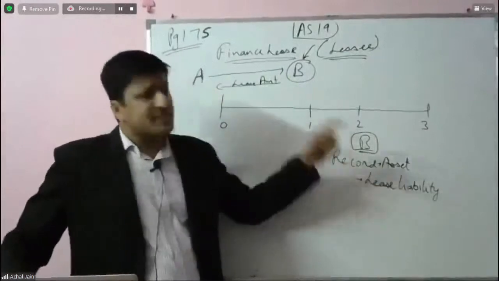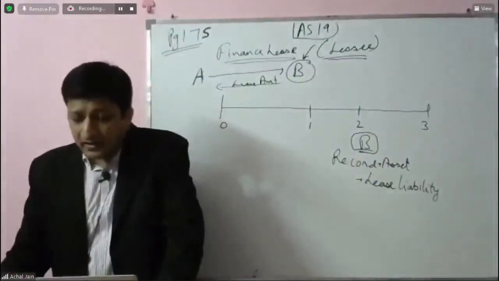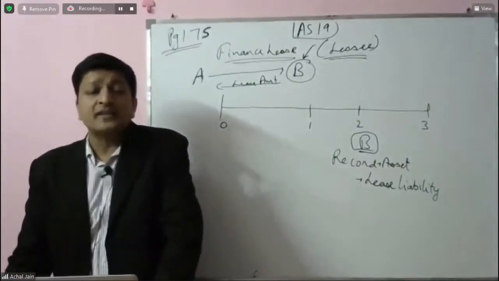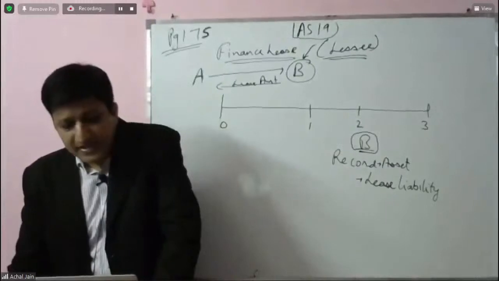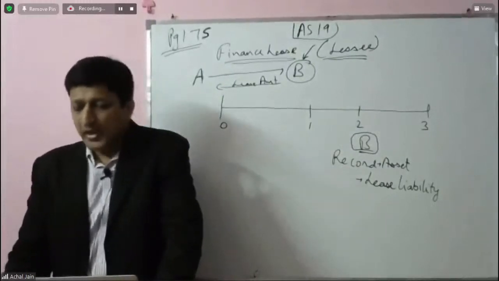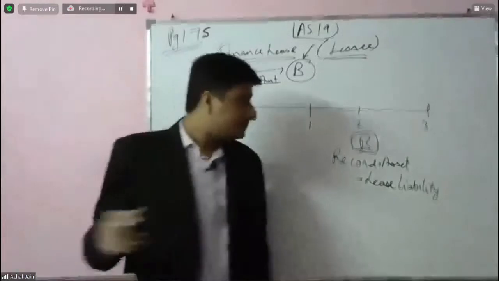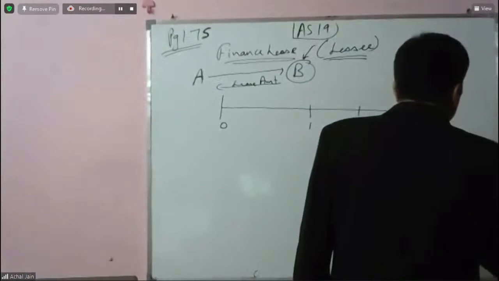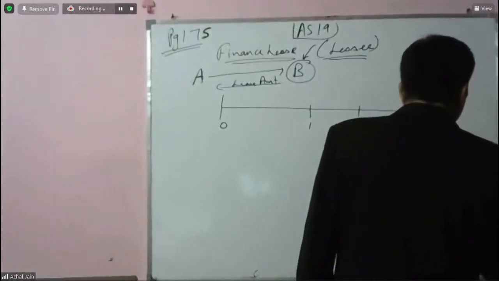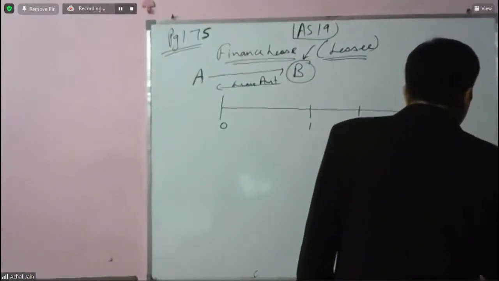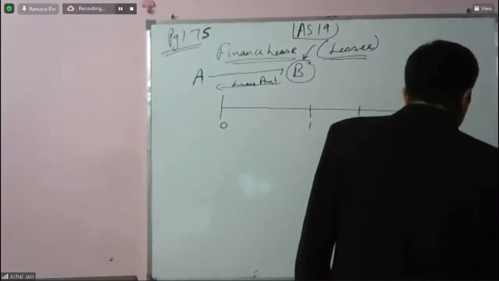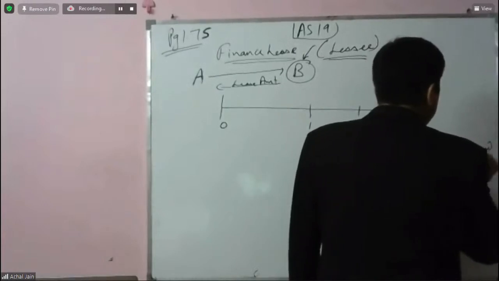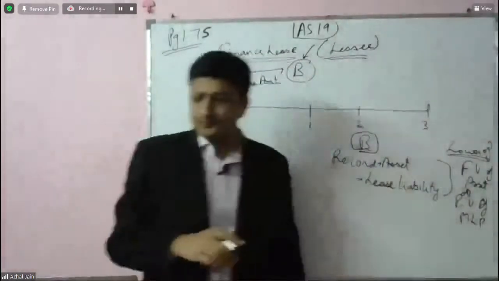And both these assets and liabilities will be recorded at what amount? They will be recorded at the lower of fair value of the leased asset or present value of MLP. Fair value of asset or present value of MLP. Lower of. This is what they will do. Okay.